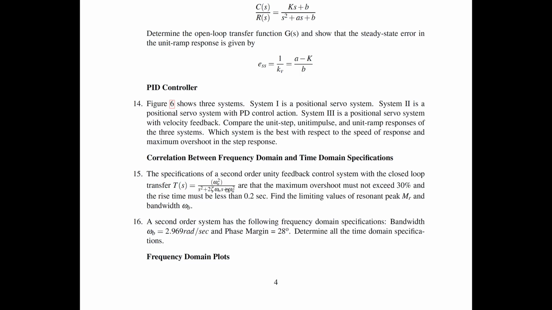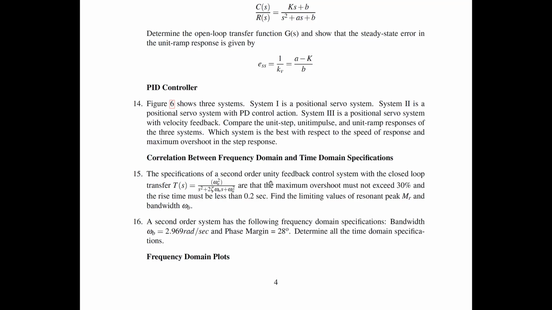So in the frequency domain, the specifications of a second order unity feedback control system with the closed loop transfer function T of s equal to omega n square divided by s square plus 2 zeta omega n s plus omega n square are that the maximum overshoot must not exceed 30% and rise time must be less than 0.2 seconds. Find the limiting values of resonant peak MR and omega B. It's a very straightforward problem.